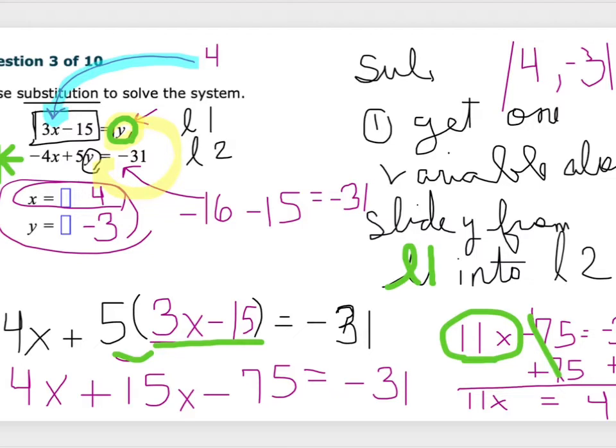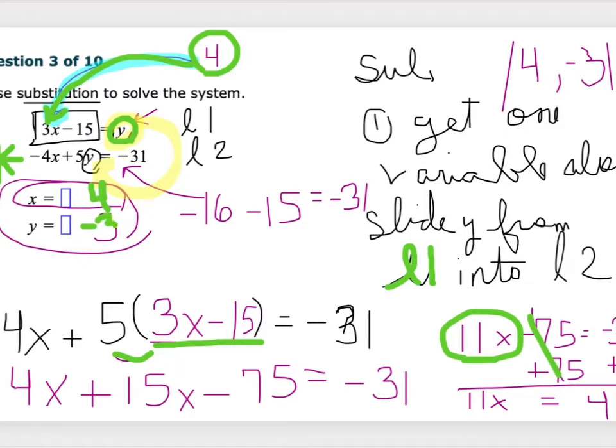That's very nice, because 11 is a factor of 44. So now I divide both sides by 11, and x is 4. So let's go over here. X is 4. So now what do I do? I take that 4 and I slide it into the first equation. So 4 times 3 is 12. 12 take away 15 is negative 3. So negative 3 is y.